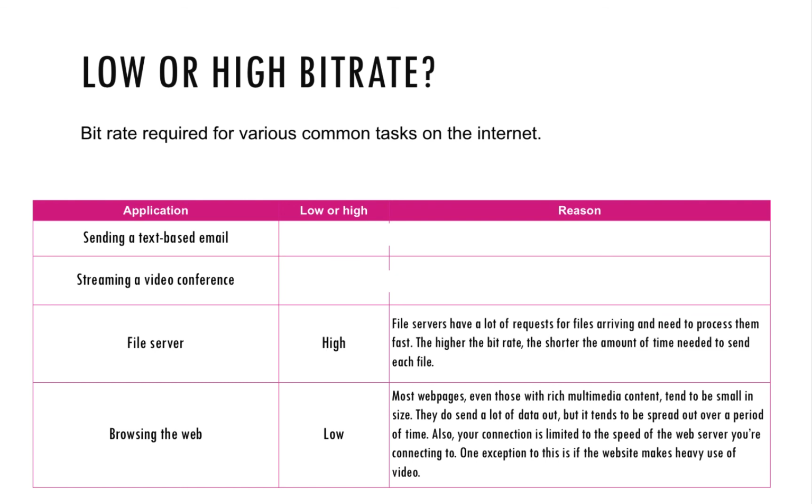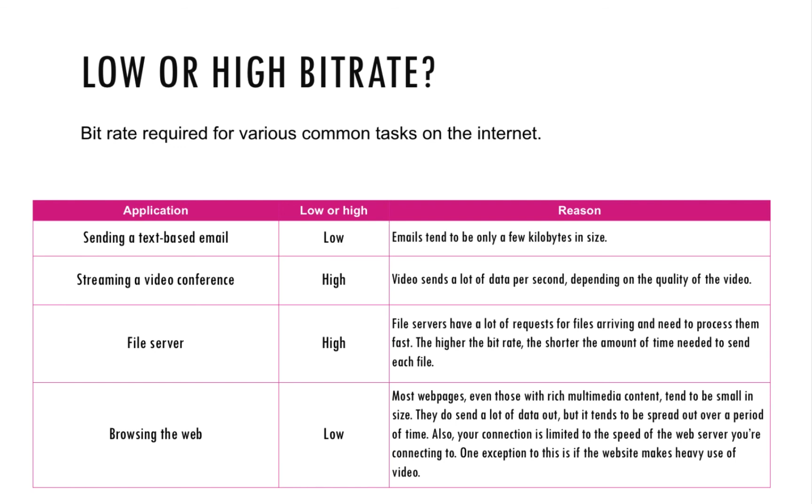So a file server would need a high bitrate because file servers have a lot of requests for files arriving and need to process them fast. The higher the bitrate, the shorter the amount of time needed to send each file. Streaming a video conference would also need a high bitrate because video sends a lot of data per second depending on the quality of the video. And then for sending a text file, you'd need a low bitrate. And that's because emails tend to be only a few kilobytes in size.